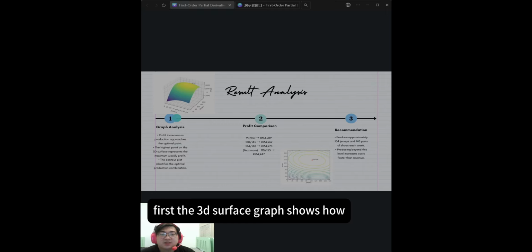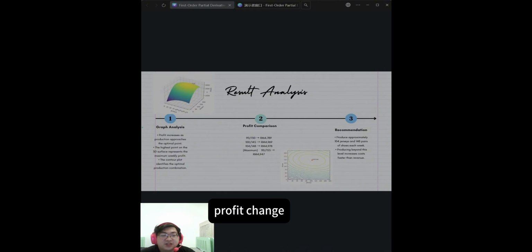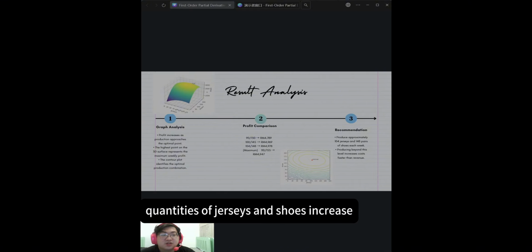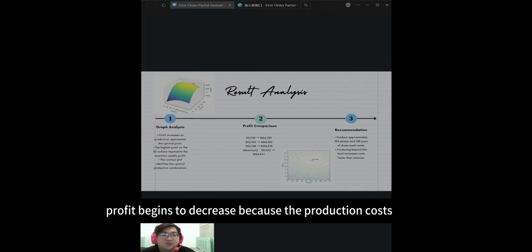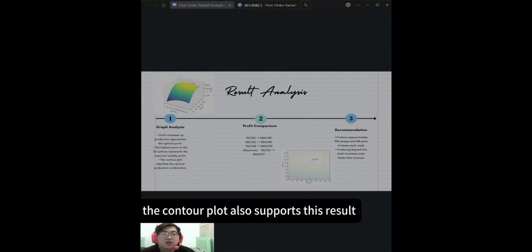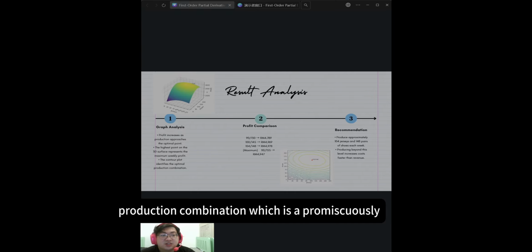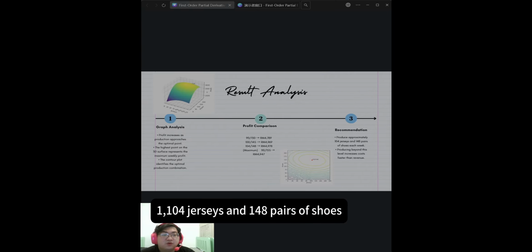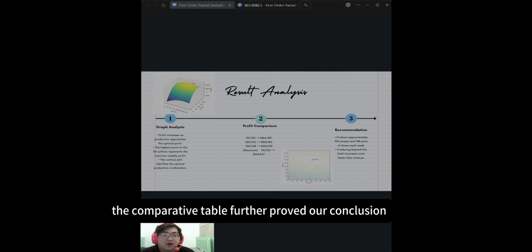First, the 3D surface graph shows how profit changes as the production quantities of jerseys and shoes increase. As the production approaches the optimal point, profit continues to increase. However, after passing the optimal point, profit begins to decrease because the production costs grow faster than revenue. The contour plot also supports this result. The red point in the center represents the optimal production combination, which is approximately 104 jerseys and 148 pairs of shoes. The comparison table further proved our conclusion.